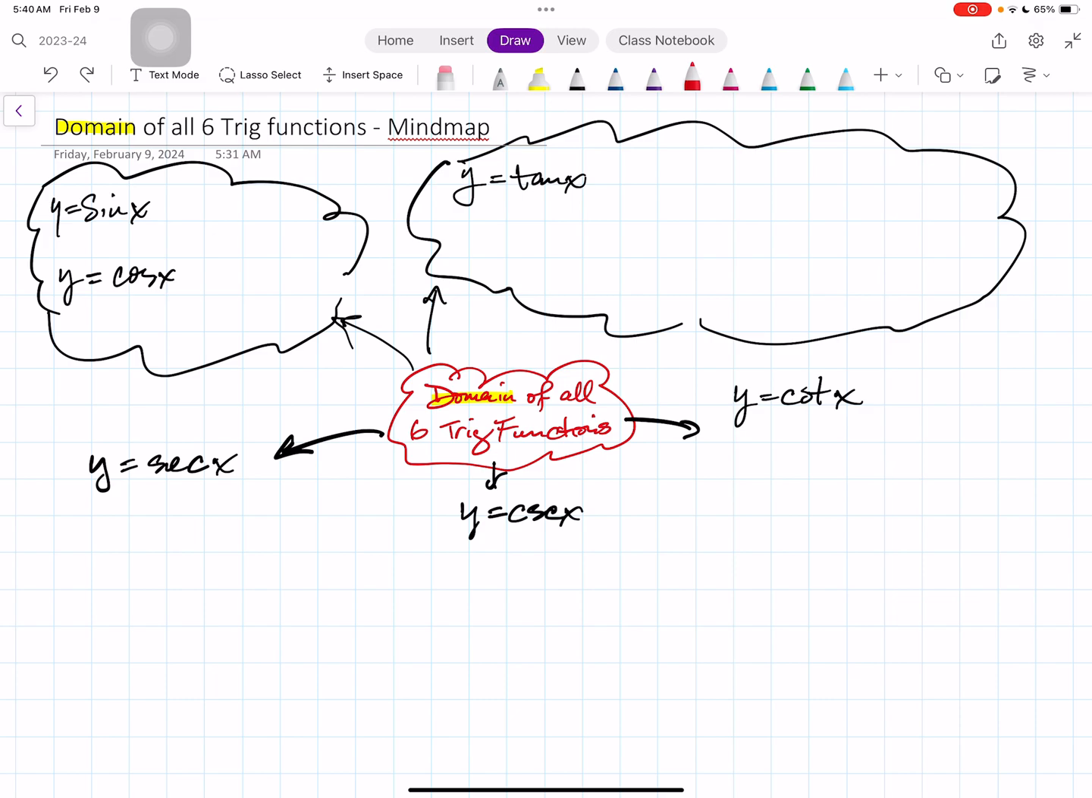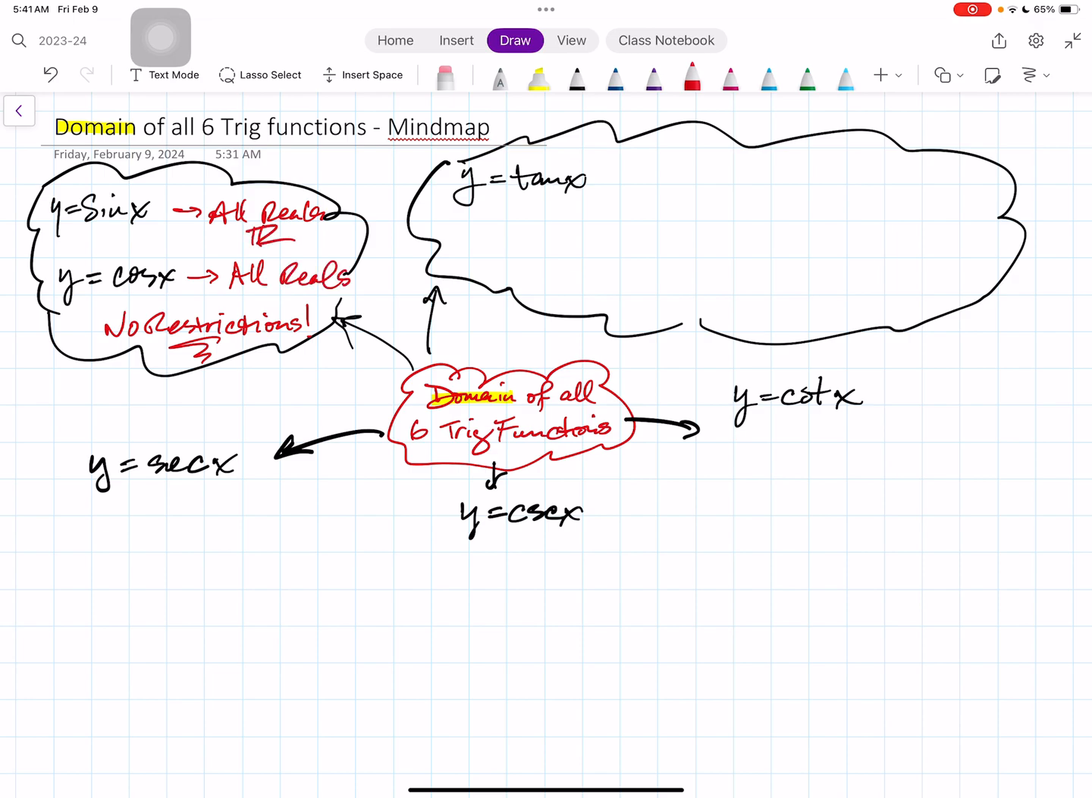So here we go. The parent function sine x does not have any restrictions. Neither does cosine. So I'm going to say no restrictions here, and that means the domain is the set of reals. The domain here is all reals for both of them. And you already know that because we've done a couple masteries on the first 3 functions. So for both sine and cosine, no restriction. The domain is the set of all reals.